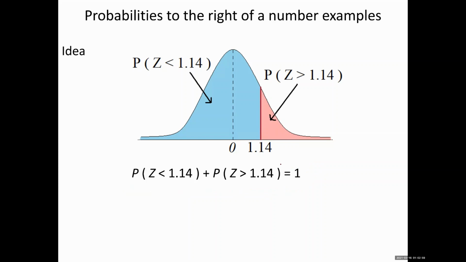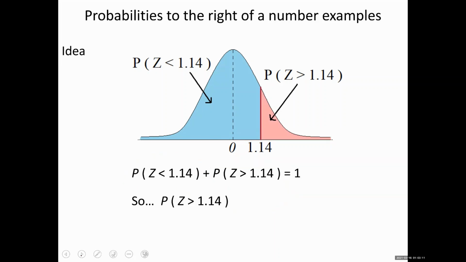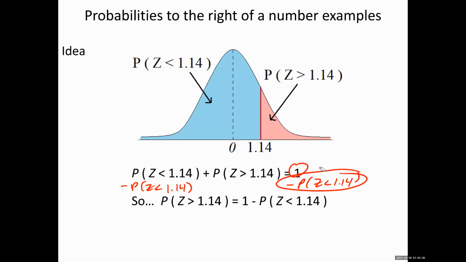Which one do I want? It's this one that I want. I want the probability z bigger than a number. I want the red one. So what you do is you just subtract this over, and you're going to get 1 minus this thing. So probability z greater than 1.14 is 1 minus probability z less than 1.14. You're just subtracting this whole entire mess on both sides. You get 1 minus this. So that's a formula you're going to memorize.